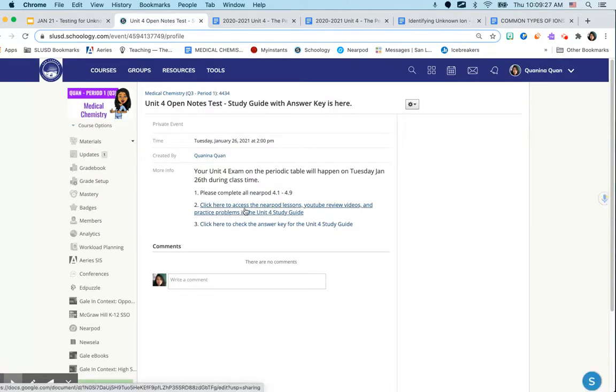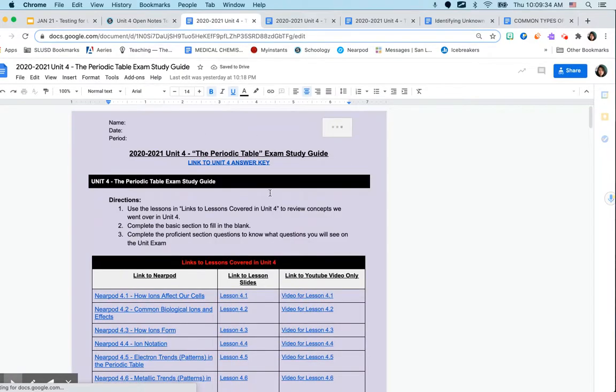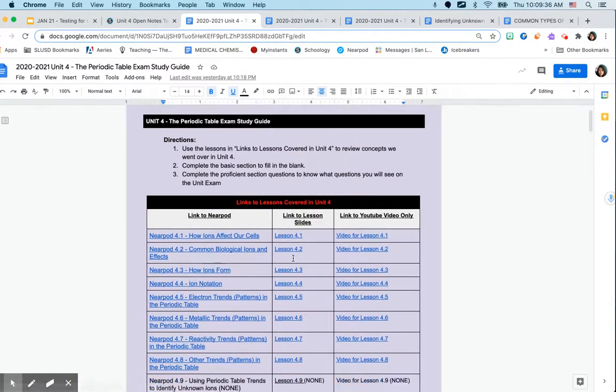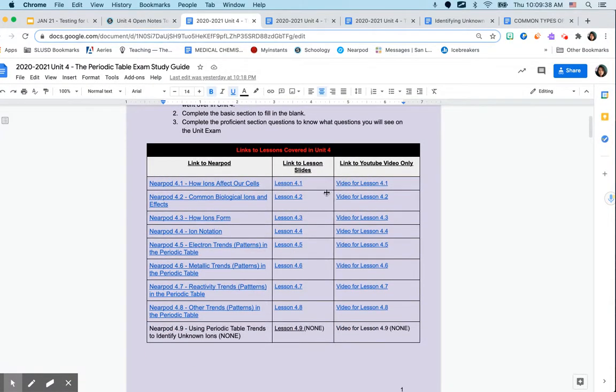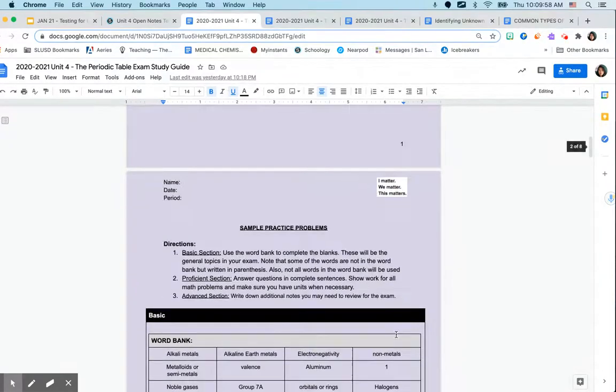go ahead and click on step number 2. It opens up your periodic table exam study guide. Notice that on here, these are all the lessons that we've gone over in Unit 4. The first column is all of the Nearpod lessons. The second column is just the link to the lesson slides. And the third column is the link to just the YouTube video. So that should help you out.